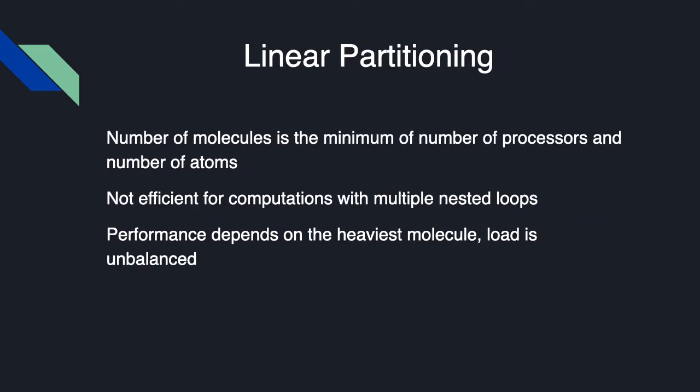The naive way to partition would be linear partitioning. In linear partitioning, the number of molecules is the minimum of the number of processors and the number of atoms. Now, this is not the most efficient way to partition data when our computation has multiple nested loops, because the performance will depend on the heaviest molecule. The load is unbalanced. So while the processor with the heaviest molecule is finishing the computation, other processors are waiting idle.